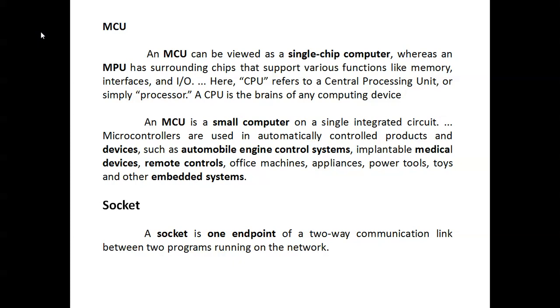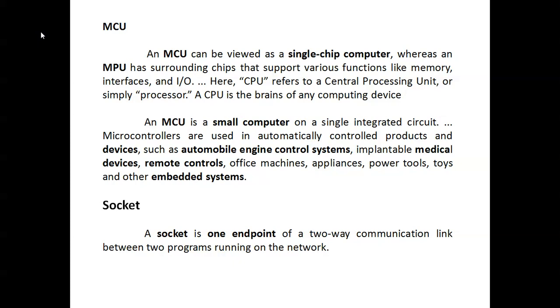So what is MCU? MCU is viewed as a single chip computer. MCU is also a computer, but it is a single chip computer, whereas an MPU has surrounding chips that support various functions like memory interface and input output. Here I am telling what is MCU, what is MPU, what is CPU. What's the difference between MPU, MCU, CPU? Because you might be getting confused.